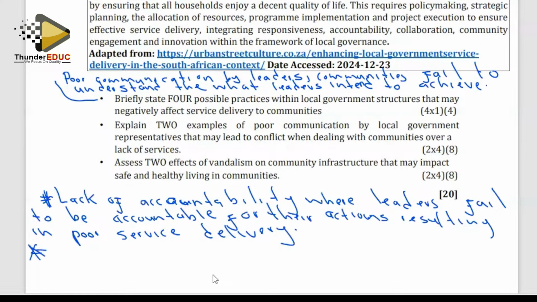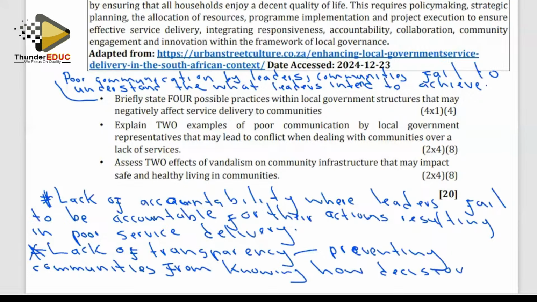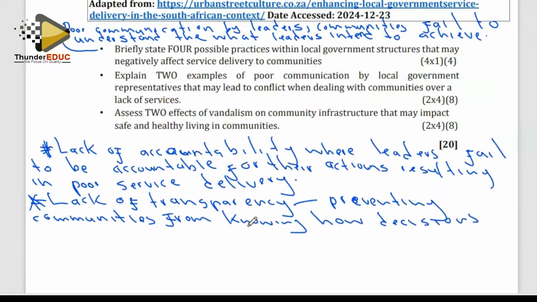Then in addition to lack of accountability, there's lack of transparency, whereby leaders simply spend money without giving clear records of how that money has been spent. Lack of transparency, preventing communities from knowing how decisions and budgets were made.